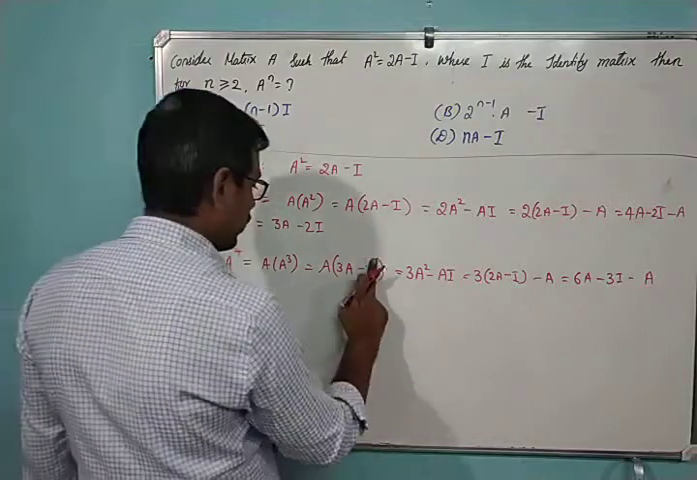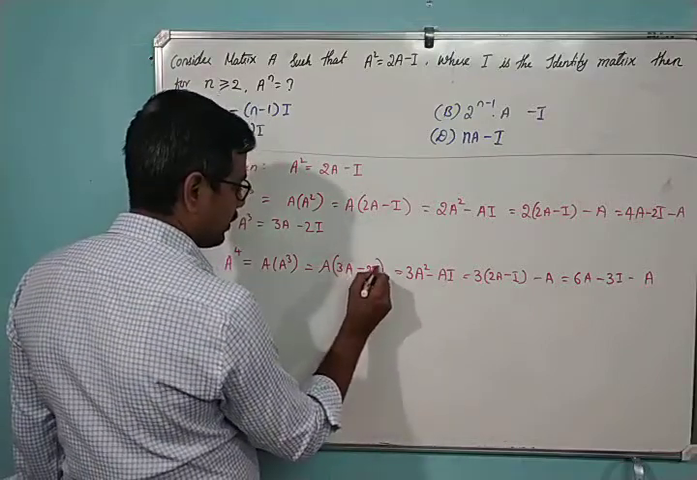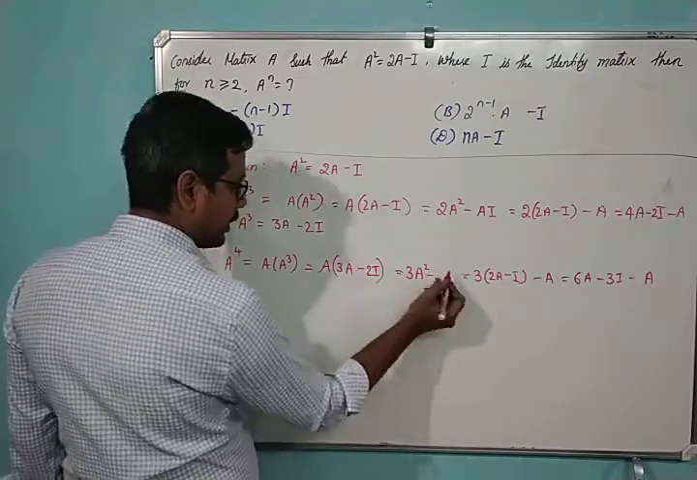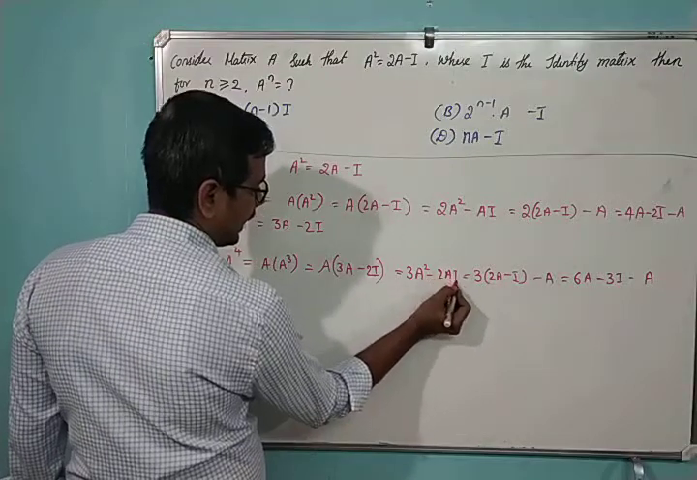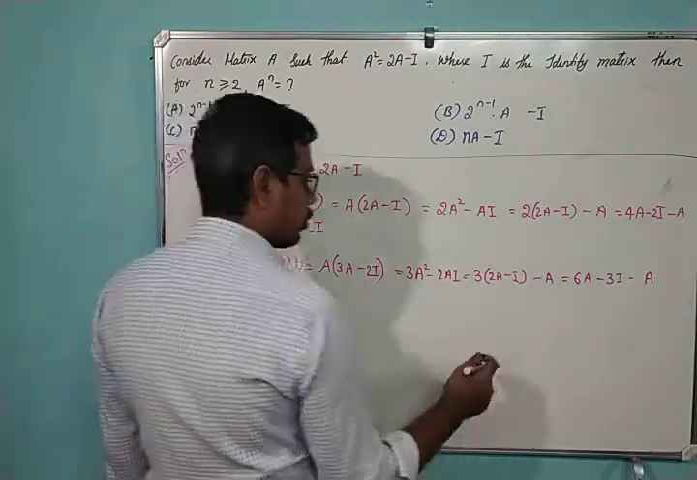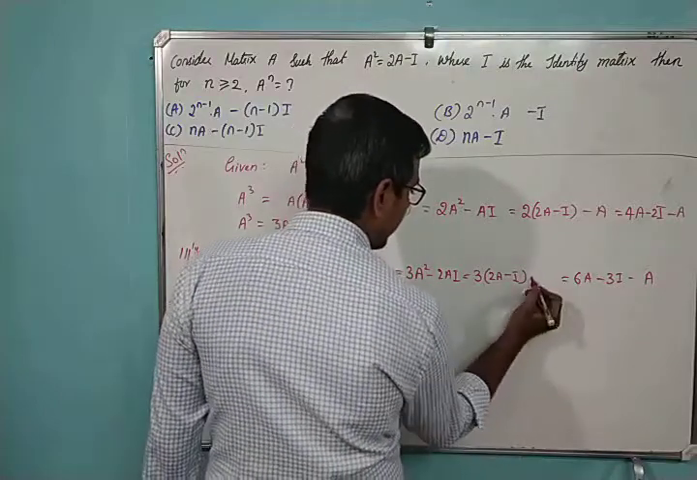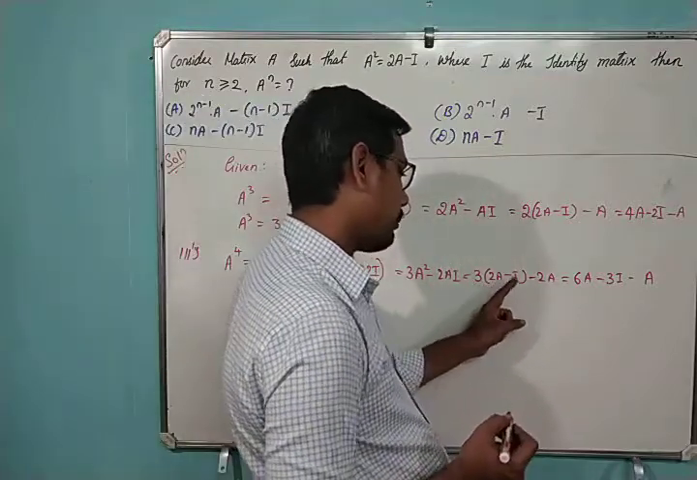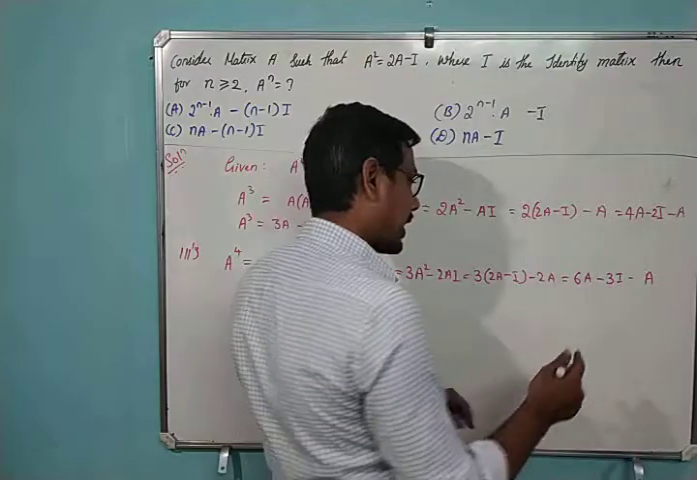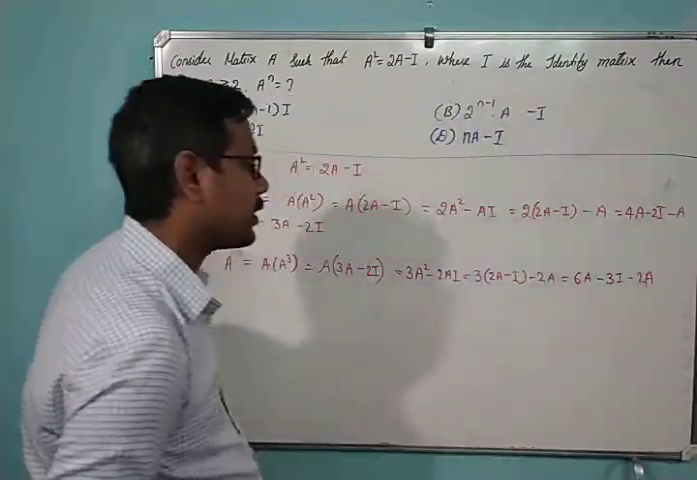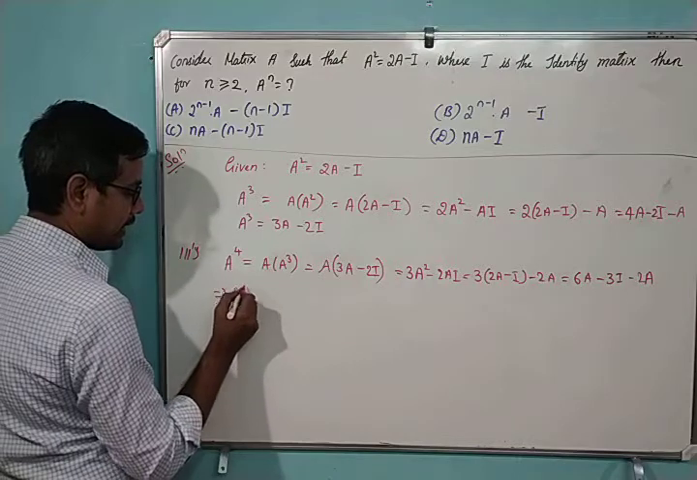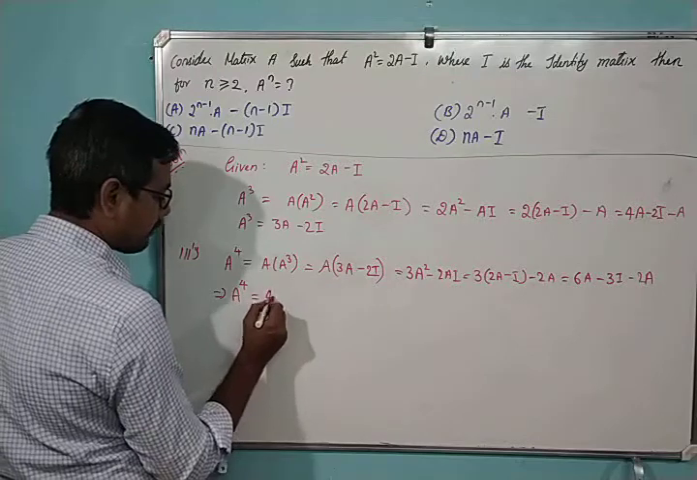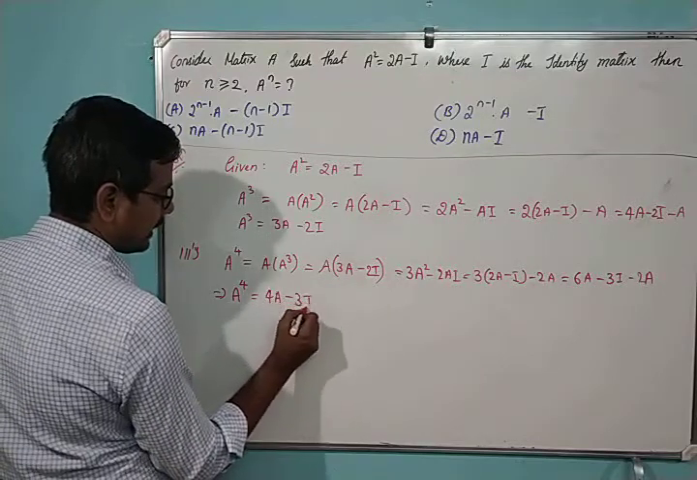And here A into 3A is 3A square minus 2AI, and 2AI is nothing but 2A only. So now 6A minus 3I minus 2A. So A to the power 4 equals what? 6A minus 2A is 4A minus 3I.